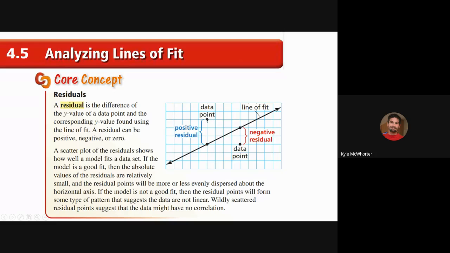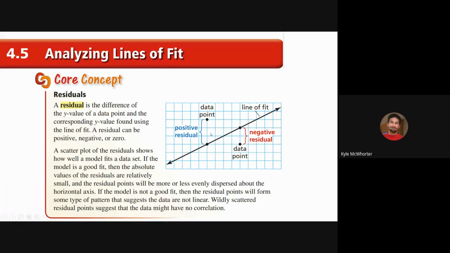So if a point is above the line of fit, then it will have a positive residual because we're doing the y value of the point minus the y value of the line. If the data point is below the line, it will have a negative residual because then we're taking a lower number and subtracting a number that's higher. So it's always the y value of the point minus the y value of the line. That's your residual. So if a point is above the line, it has a positive value for residual, and if a point is below the line, it has a negative value for residual. And the residual can be 0 if the point is right on the line.